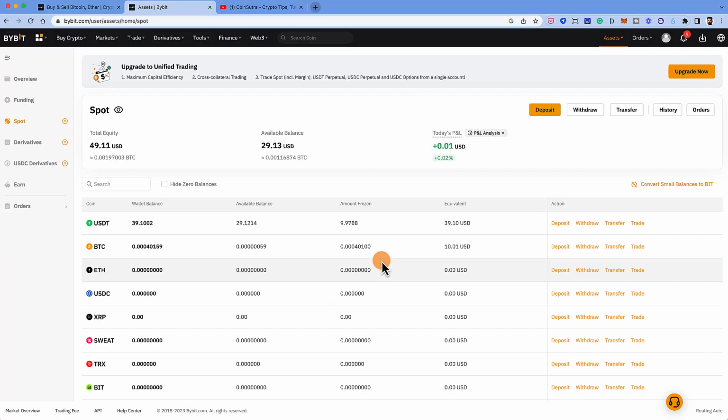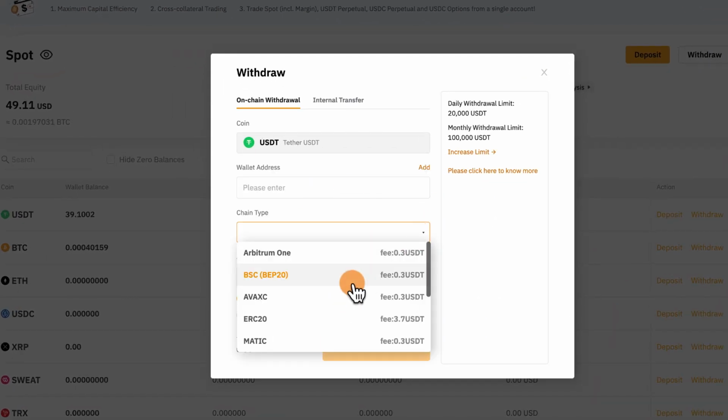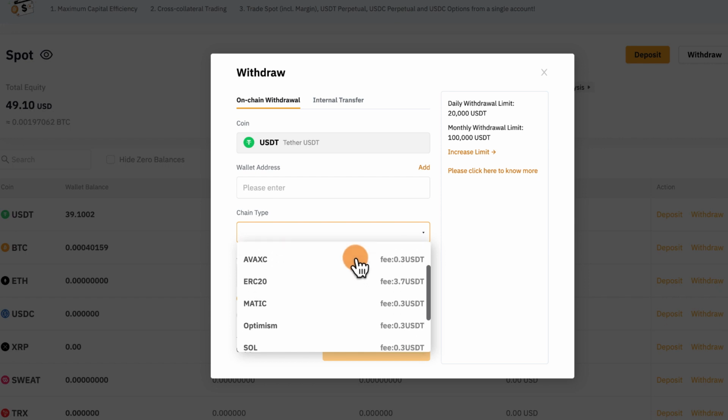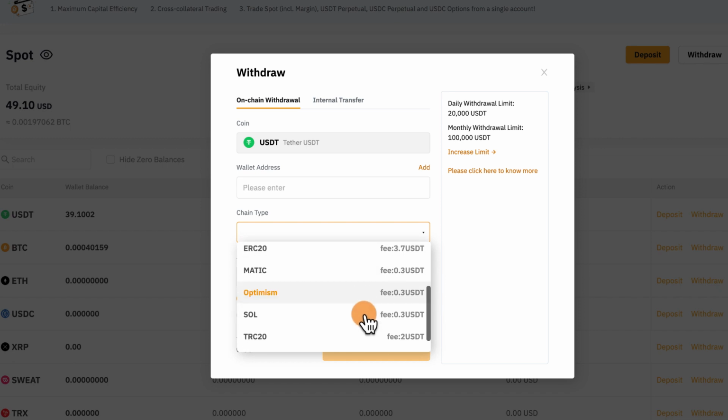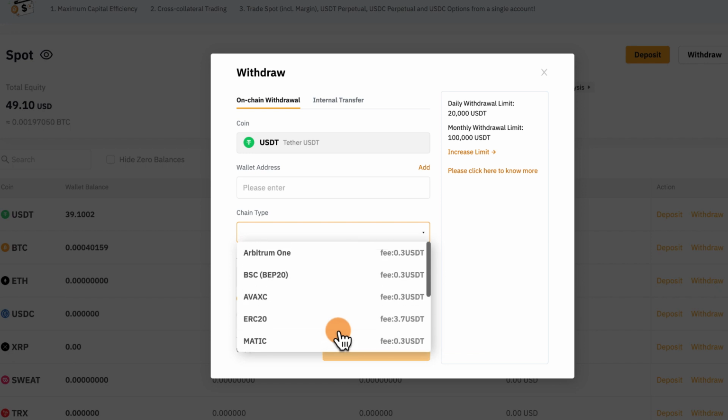Now when you're withdrawing USDT, this is where you have to be a little mindful. When you click on withdraw, you have to select the chain type, and depending on which exchange or which wallet you are transferring to, you have to match it to the same chain type. TRC20 is the most popular, and most crypto wallets support TRC20. But if you're moving to any other exchange like, let's say, Binance or OKX, then you can always match the same chain type and withdraw based on the fees.